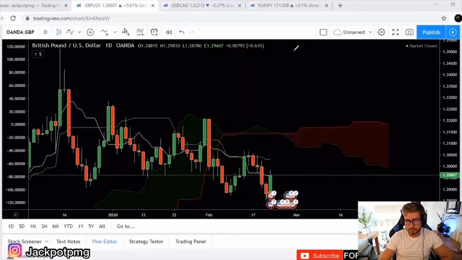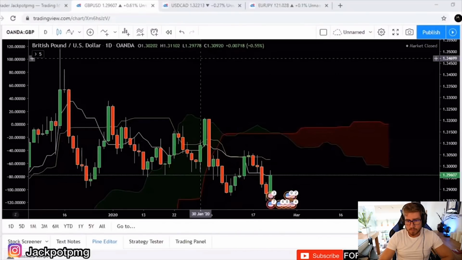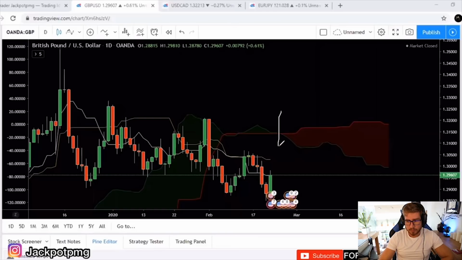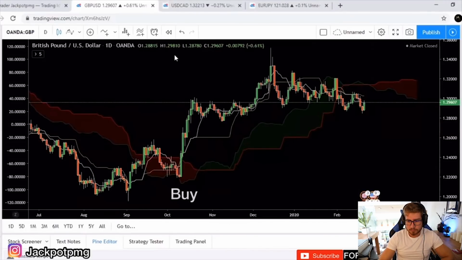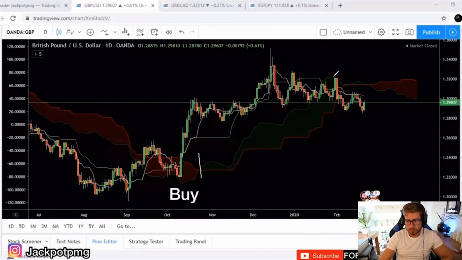So now if I zoom in a little bit more, before I even do that, notice the color of the cloud change red. By the way, when you see the cloud change green, it's going to buy, just like right here. And when it changes red, it's going to sell. So I already know price is going to sell, just like I knew when it was going to buy right here.